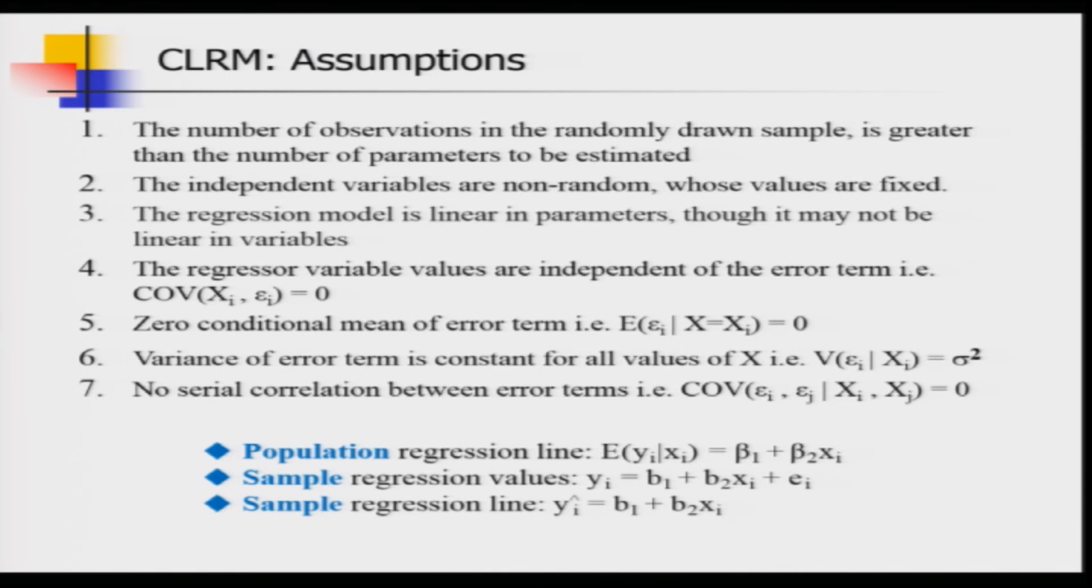Now, the sixth assumption says that the variance of the error term is constant for all values of xi, and we call this constant variance assumption the assumption of homoscedasticity, and sigma square is the common variance term that is assumed for all epsilon i. The last one says that there is no serial correlation between the error terms. It implies the covariance between epsilon i and epsilon j, where i is not equal to j, given xi and xj, is equal to 0.